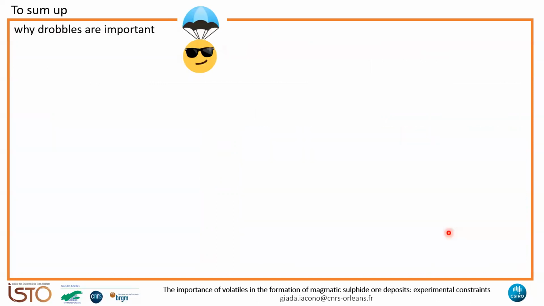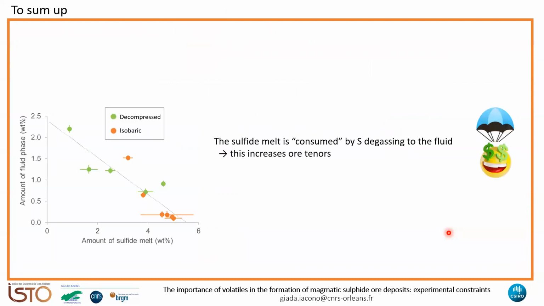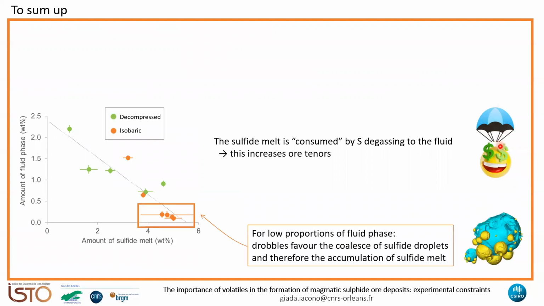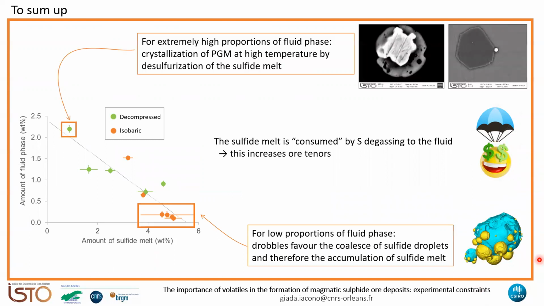Okay, so to sum up, why are droplets important? They are important because the sulfide melt is consumed by degassing to the fluid, and this increases our tenors. They are important because for low proportion of fluid phase, they favor the coalescence of the sulfide droplets and therefore the accumulation of the sulfide melt. And finally, they are important for an extremely high proportion of fluid phase. They may allow the crystallization of platinum group minerals at high temperature by desulfurization of the sulfide melt.